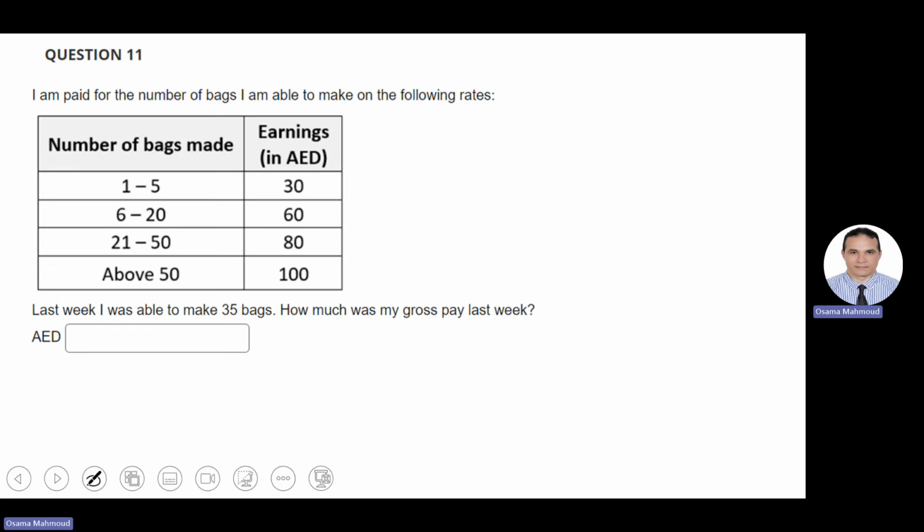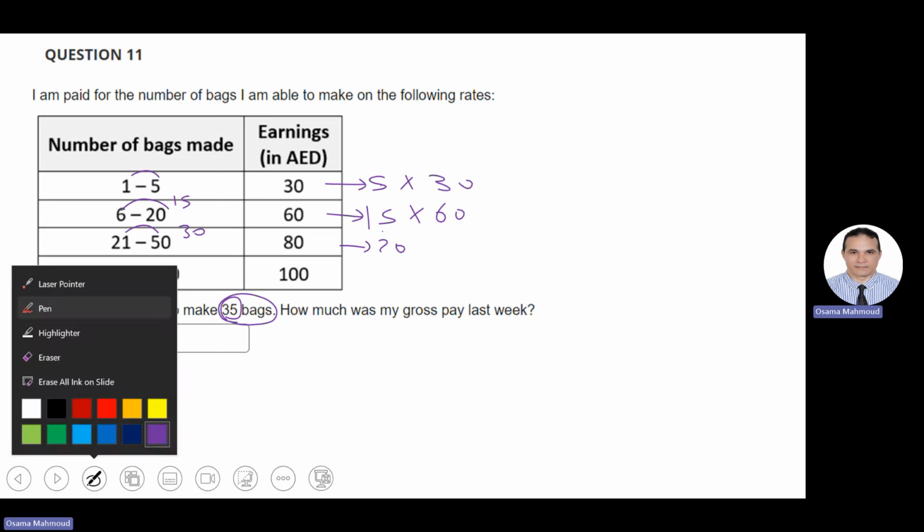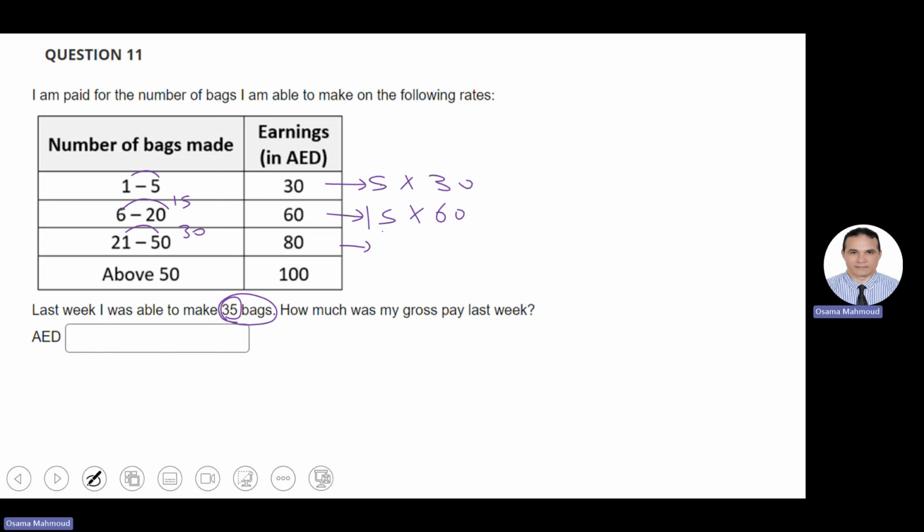The last question. I think now you can do it because he got 35 bags. The 35 bags, you slice from here to here, 5 bags. For the first 5 bags, you multiply by 30. And then from here to here, how many? 15. So the second 15, you multiply by 60. Okay, what's left? Now you have 5 and 15, 20. What's left from the 35? 15. From here to here, it is 30. So between 21 to 50, how much is it? Sorry, 15. I'm so sorry. So the 35, slice it into 3 sections.